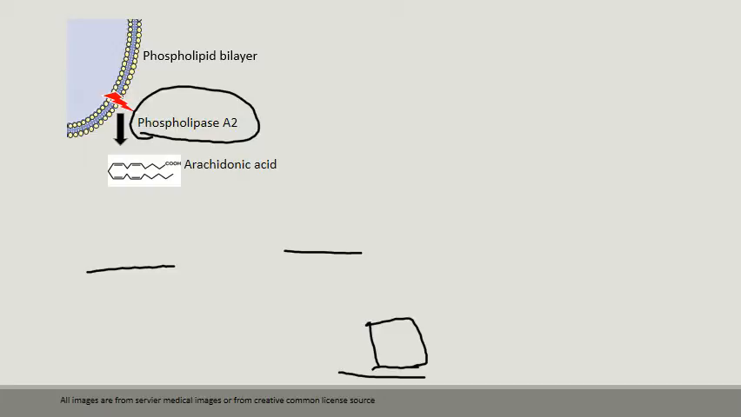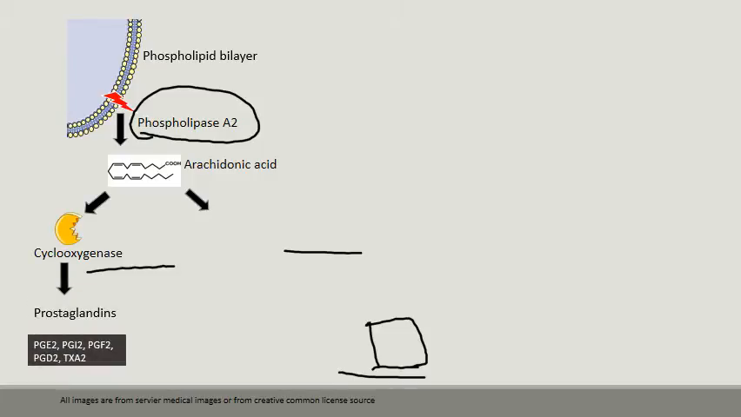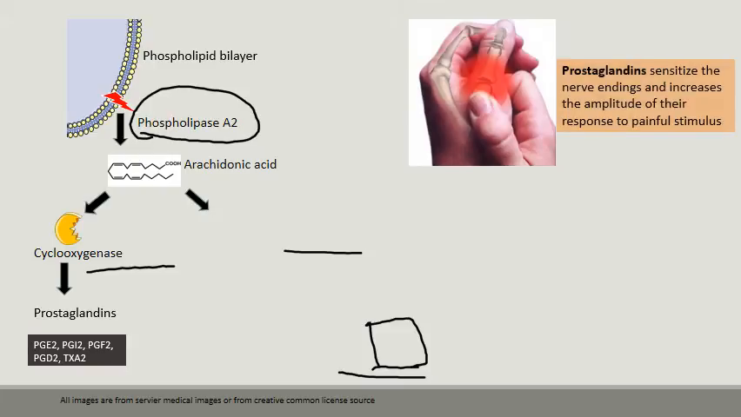Now this arachidonic acid is acted on by an enzyme called cyclooxygenase. This cyclooxygenase action causes the conversion of arachidonic acid to prostaglandins, which include prostaglandin E2, prostaglandin I2, prostaglandin F2 alpha, prostaglandin D2, and also thromboxane A2, which is produced in the platelets. These prostaglandins, formed in excess due to injury, play a prominent role in the genesis of pain, fever, and inflammation. They sensitize the nerve endings and increase the amplitude of their response to painful stimulus.